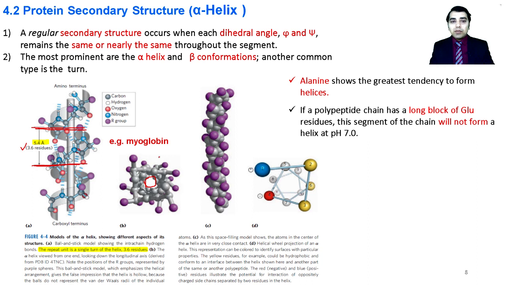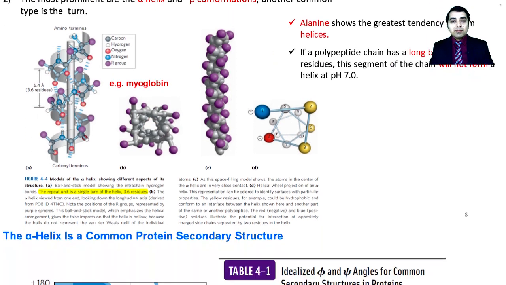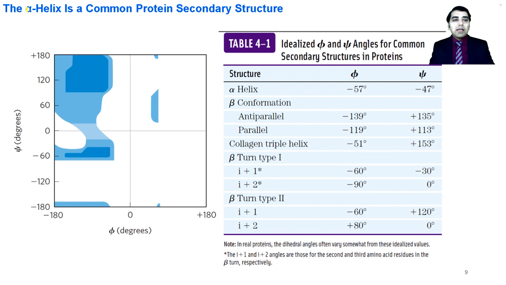Some of the tightly wound helices don't have this free space. This is the side view in the filled model, and this is the top view once again by the ball and stick model. For the alpha helix, alanine is the most suitable amino acid, while continuous blocks of glutamine and the same charged residues will not make the alpha helix. Even bulky groups are not going to make the alpha helix.